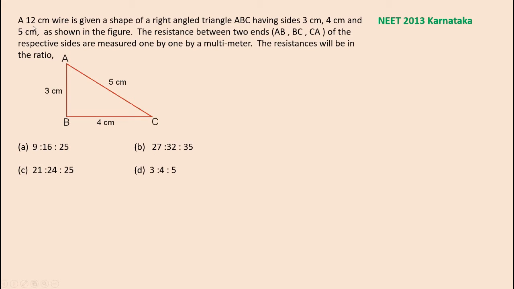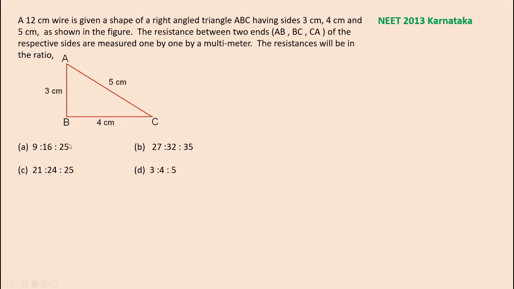Hello, in this video we are going to consider a numerical problem which appeared in NEET Karnataka 2013. This is the question: a 12 cm wire is given the shape of a right angled triangle ABC having sides 3 cm, 4 cm and 5 cm as shown in the figure. The resistance between the two ends of AB, BC, CA of the respective sides are measured one by one by a multimeter. The resistance will be in the ratio.